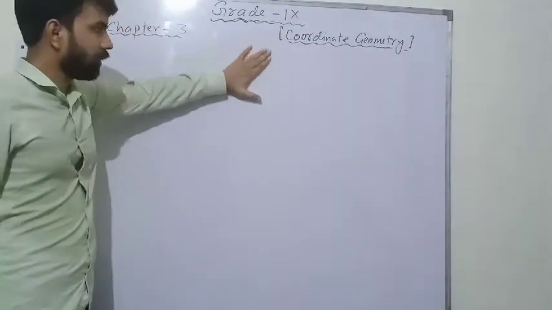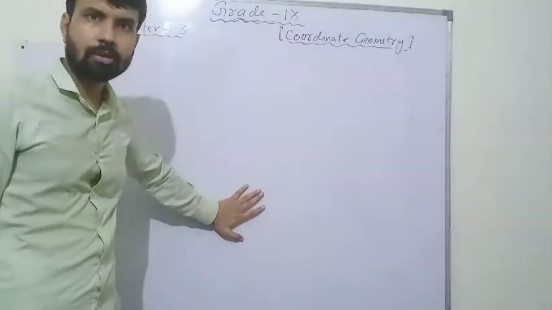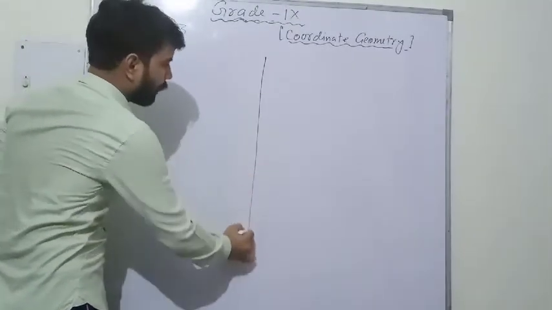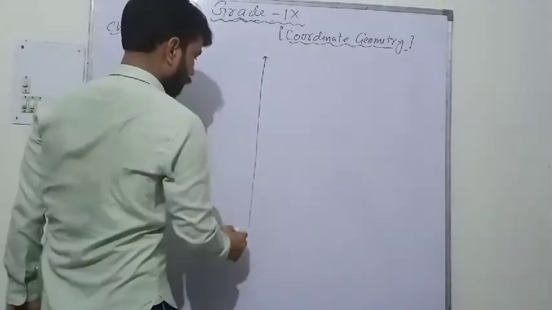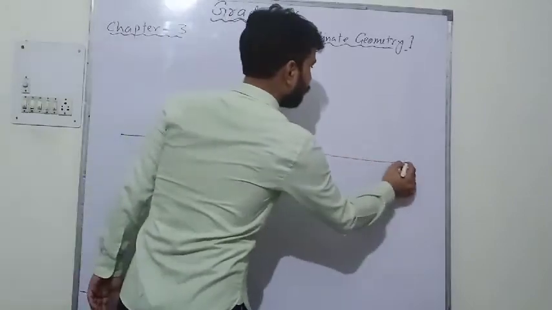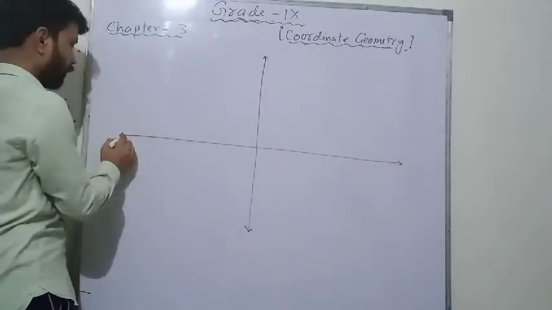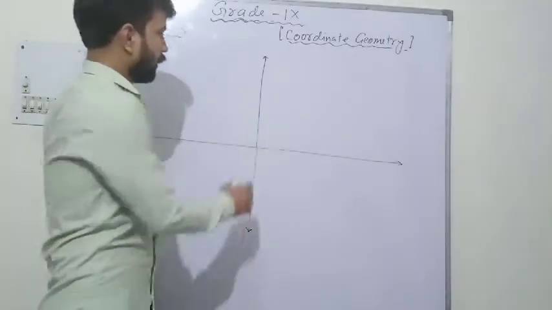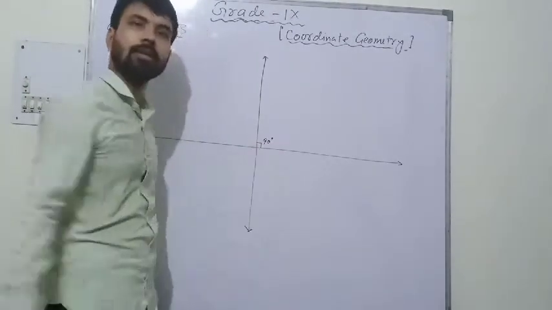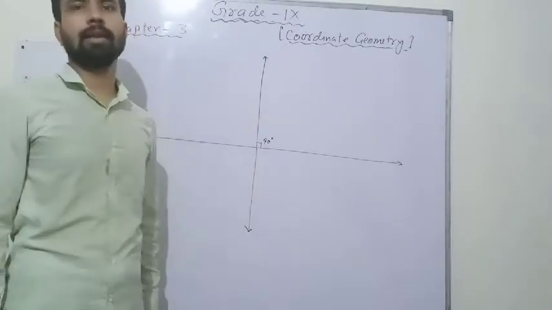Students, this is a plane. There are two perpendicular lines. See here. The angle in between these two lines is 90 degrees, so they are known as perpendicular lines.